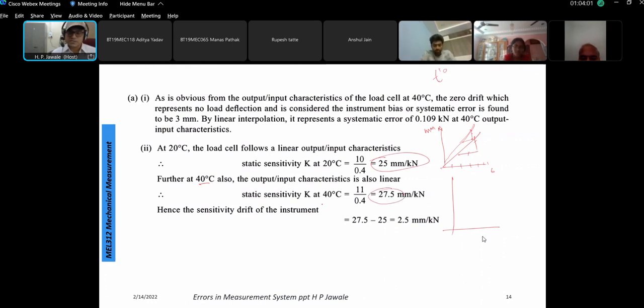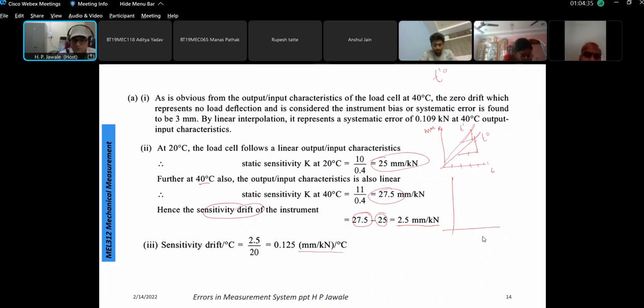Then the sensitivity drift will be the change in the sensitivities at operating temperature T0 and T dash. So that is the difference, say the sensitivity that we obtained at elevated temperature T dash minus the sensitivity of the instrument at a normal temperature, that is say 20 degrees. So that is 2.5 millimeter per kilonewton, the drift of the instrument. So the sensitivity drift for the condition, say 2.5 by 20, is 0.125 millimeter per kilonewton per degree Celsius. Now what is asked is the sensitivity drift per degree Celsius.